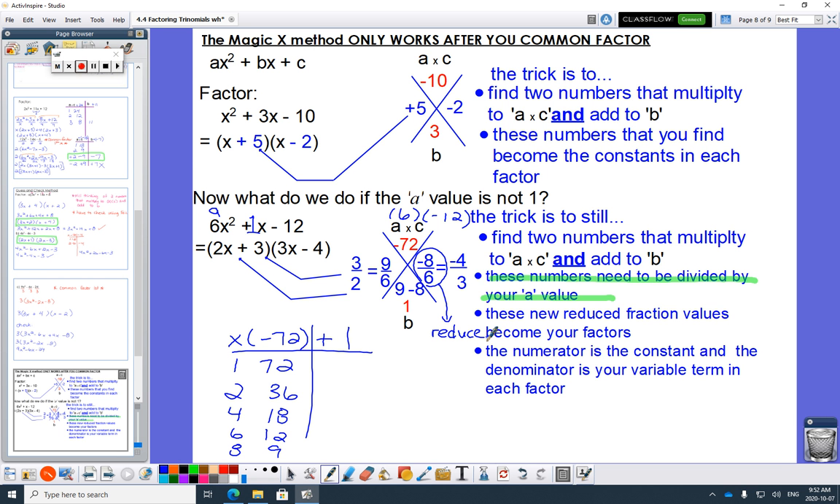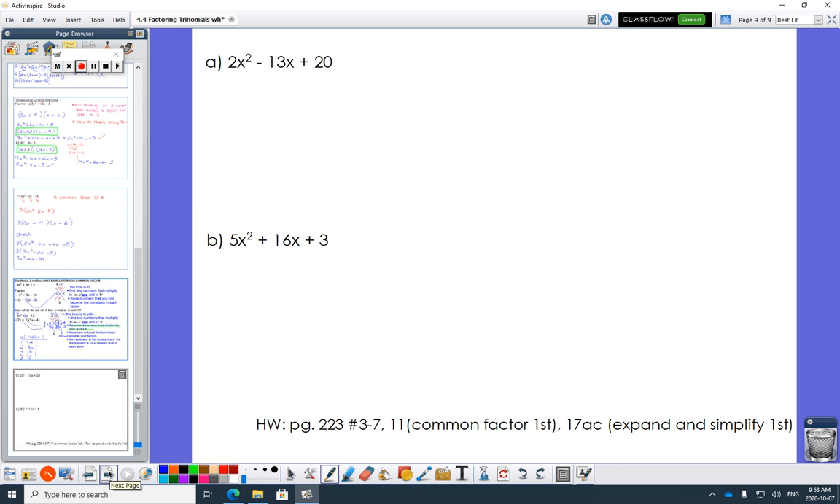But when you do magic X, you have to common factor first. But you have to common factor anyways, but just make sure it doesn't work at all. Okay, so we'll do some more examples, but really, we're doing the same thing every time. So whether you take the two factors and decompose the number, or take the two factors and do magic X, you're always looking for the same thing. Two numbers that multiply to AC and add to B.